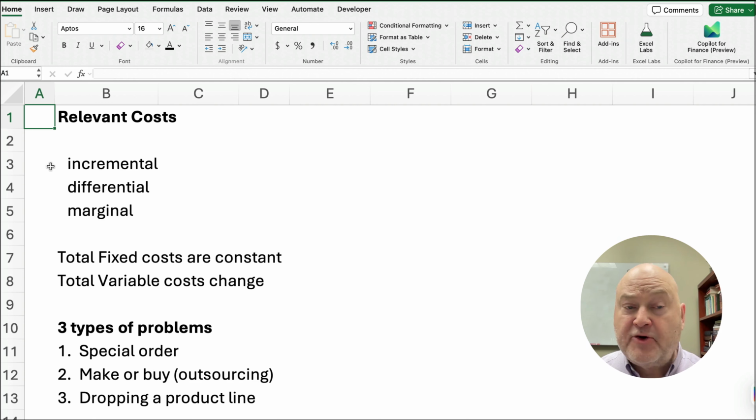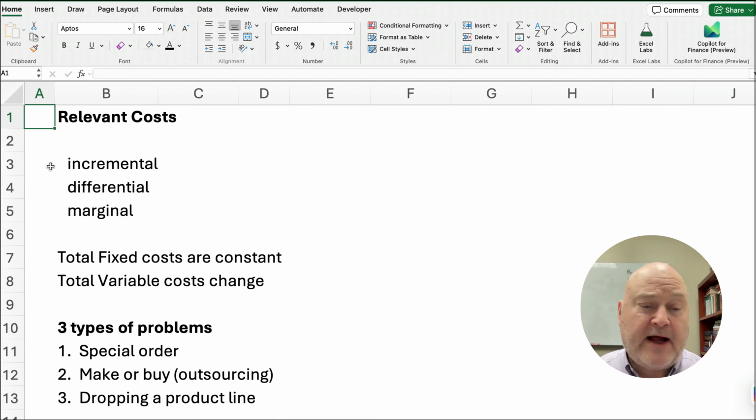So it could be called incremental cost or differential cost or marginal. And what we're looking at is, if we decide to choose one alternative or another, if we make a decision, then what costs change? So our total fixed costs are constant. That's our assumption. And our total variable costs change. Now, here's the problem. Sometimes the problem is set up and it looks like, hey, the next one's going to cost a certain amount, but you cannot include fixed costs, so you have to be careful to know what's your variable cost, what's your fixed cost, what changes, what doesn't change.